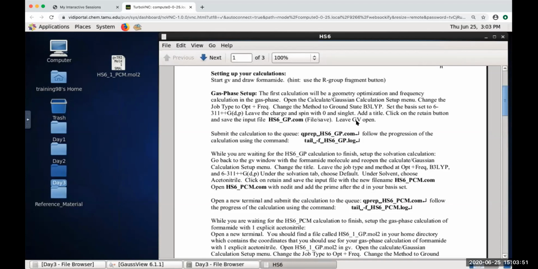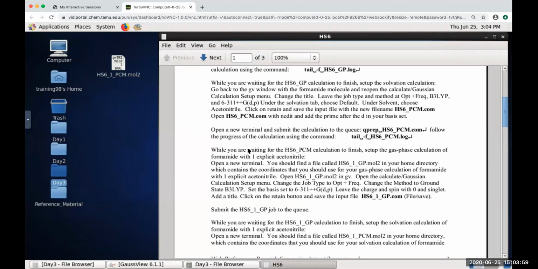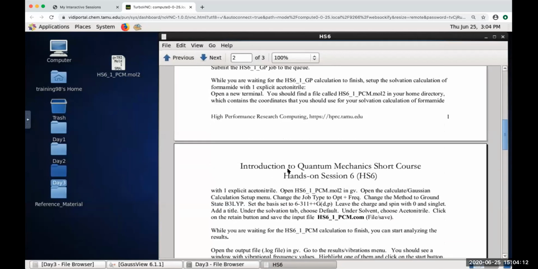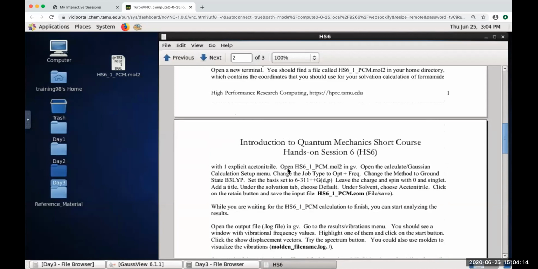Okay, so I give you instructions on what level of theory and basis set to use, and then I leave it to you to set up your input file. Okay, it's good practice. Right? And while that calculation's running, then I have you set up your PCM calculation. Okay, adding in the PCM solvation. Then while you're waiting for that one, go ahead and set up using the mol2 file that I've given you.